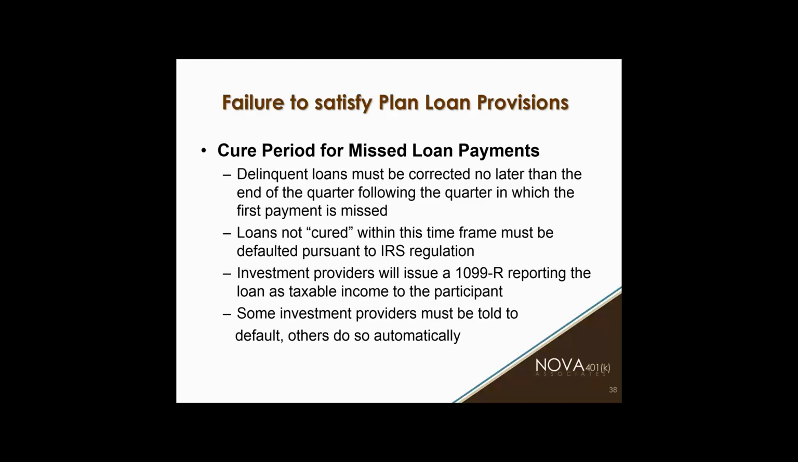What that means is that the loan is considered a taxable distribution. The participant will get a 1099 showing it as taxable income, which can create a problem for your participants, in that they owe more tax at the end of the year. Some investment providers have to be told to default a loan. Others are going to do this automatically for you. It just depends on who your investment company is.